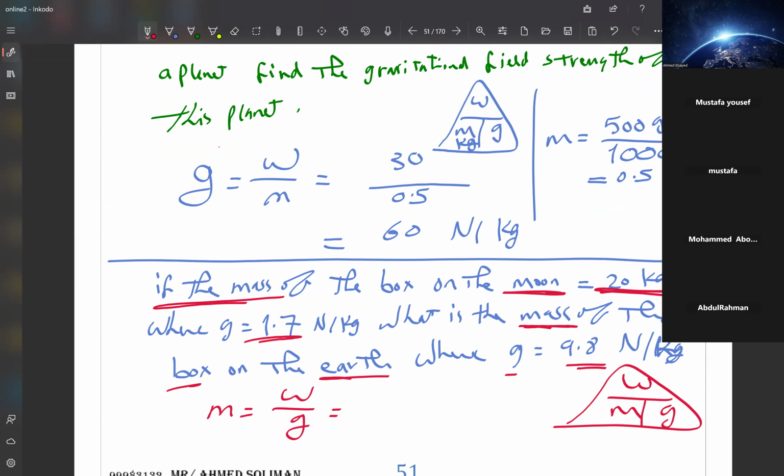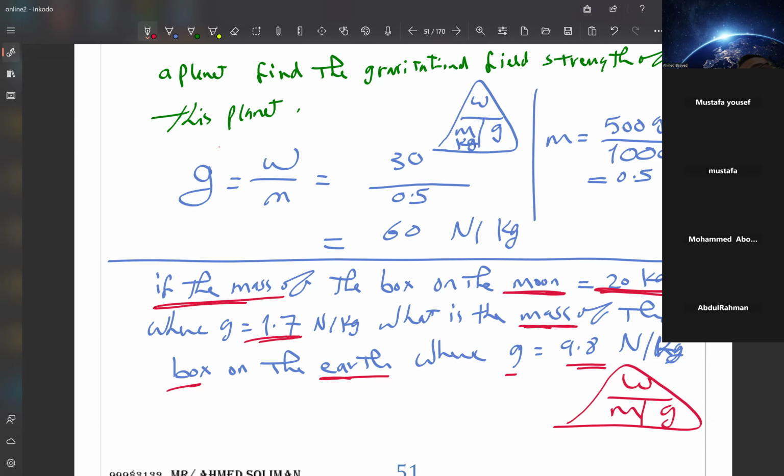Okay. So now, Muhammad, you ask about something. What's your question? I was just asking because the mass is always constant on every planet. It's the weight that changes. Yes, this is a tricky question, Abdurrahman. You have to know that mass stays the same on any planet. So if you travel to the moon, your mass stays the same, but your weight will change.